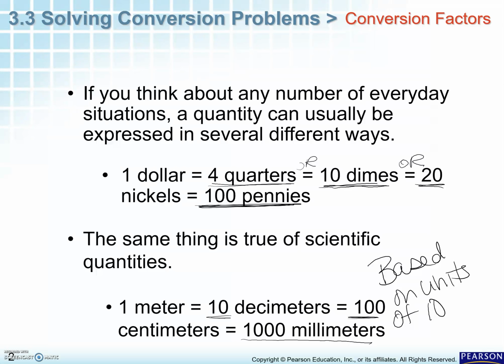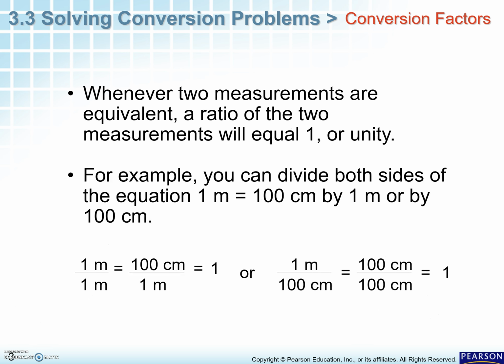The nice thing is I'm going to give you all of the conversion factors you're ever going to need on the test, so you don't have to worry about memorizing all of those different things. However, you have to know how to use them. Whenever you're making two measurements that are equivalent, a ratio of two measurements is always equal to 1.